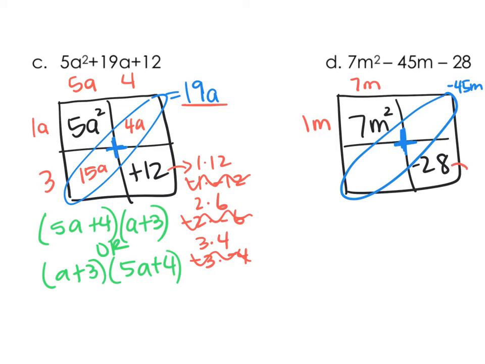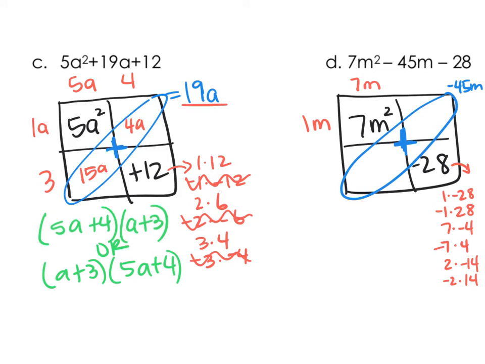We also need to figure out our multiples for negative 28. So we could have had 1 times negative 28, negative 1 times positive 28. We could have 7 times negative 4, or negative 7 and positive 4. And we could also have a 2 times negative 14 or negative 2 times positive 14. So we have a bunch of options.